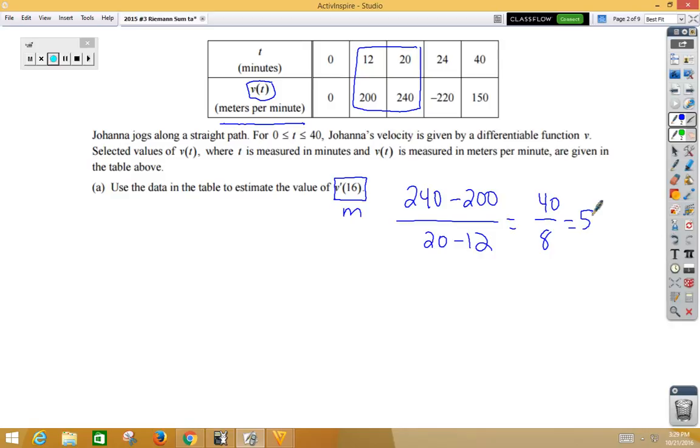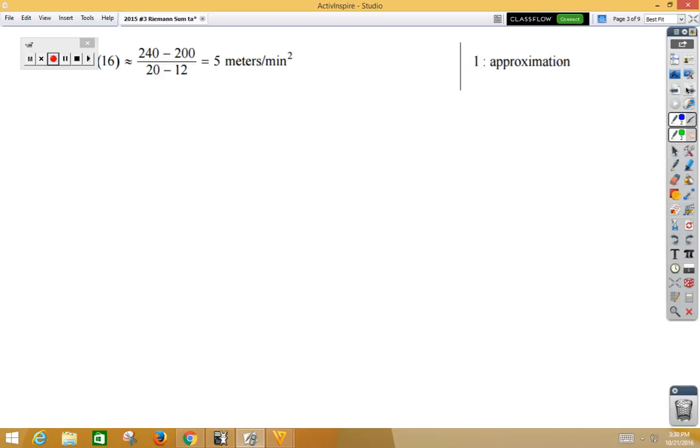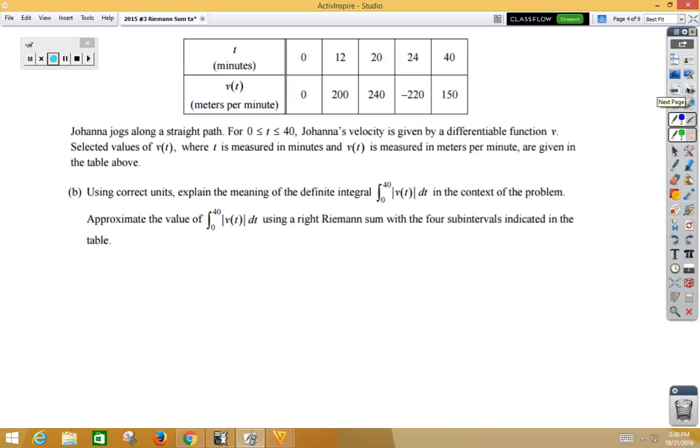And notice we have meters per minute over here, so that would be meters per minute squared here. 5 meters per minute squared, 1 point for the approximation. Kind of cheap, that one.